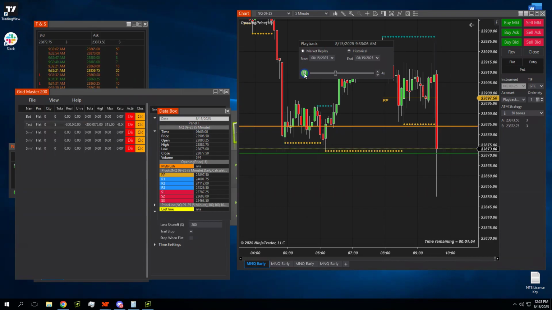Because mine froze up Friday. Luckily, I had mine open. I just hit the button, closed out the trades, and I didn't lose any money.